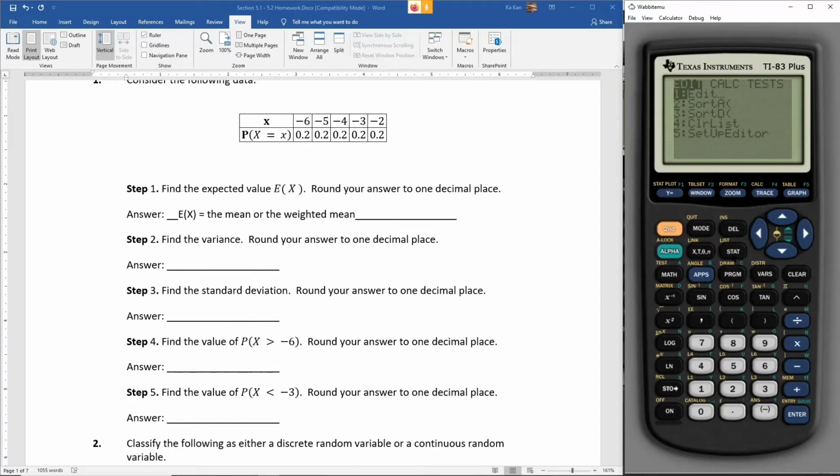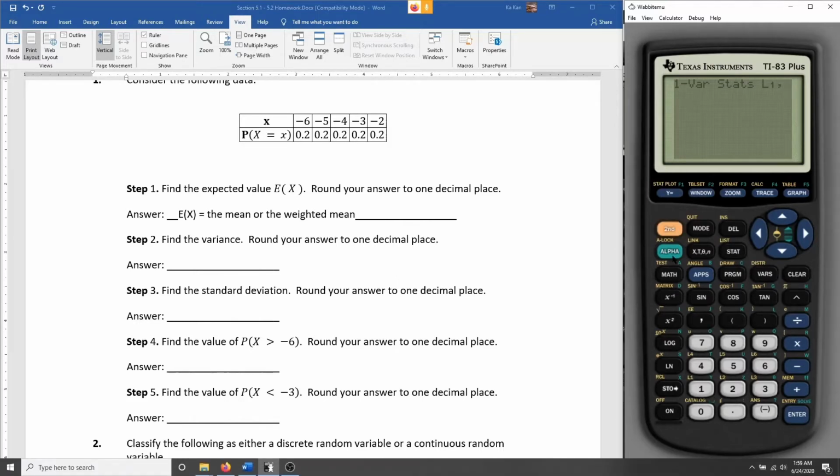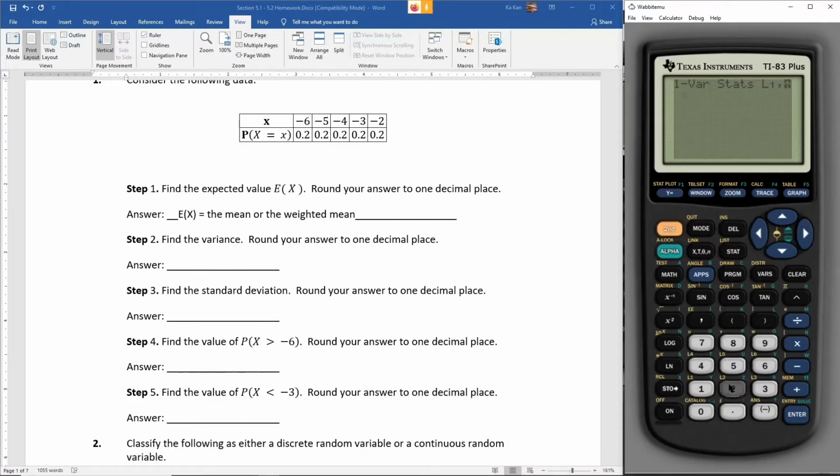Go to Stat, go to Calculate. You see 1-Var Stats. Just hit Enter, and I have to tell it exactly what my x values are, so I will do second L1, comma, second L2. And then it will give you all this information. We'll try to make sense of it.